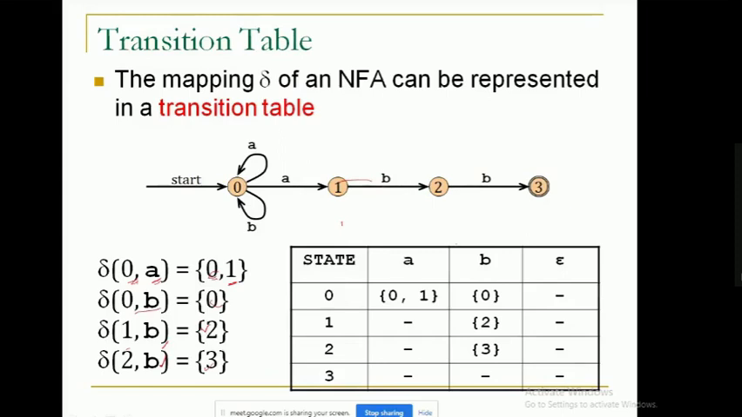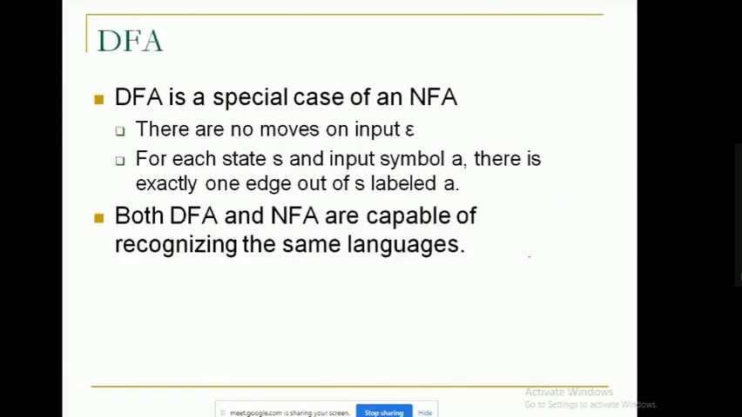So the same thing can be represented in the form of a table, right? But in the table, you have to list out all the alphabets as columns. In addition to that, you have to give a column for epsilon. Okay. So DFA is a special case of NFA. This is the second type of automata. What is the difference between NFA and DFA is it should not have any moves on epsilon.